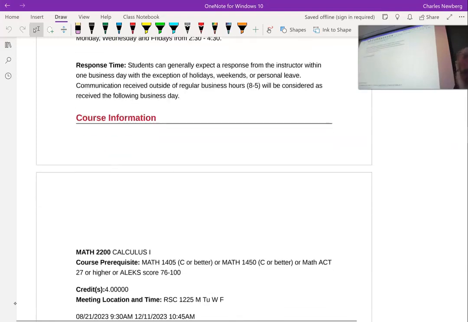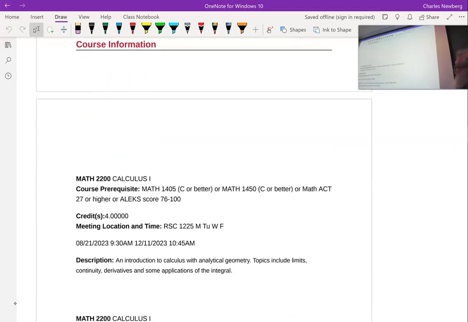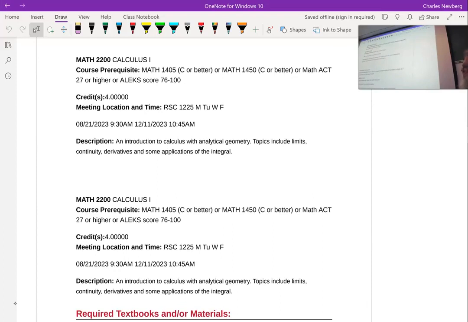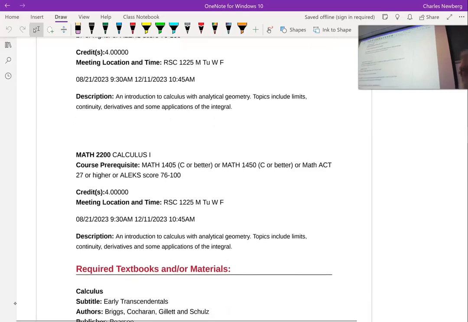So, course information. This is Calc 1. We're a 4-credit class you've placed into here, and we meet every day of the week but Thursday. So Thursday is the day off from Calc 1, so those who need to take a lab science can get your labs in on Thursdays. So, all right, this is Introduction to Calculus with Analytical Geometry, and topics include limits, continuity, derivatives, and some applications of the integral. This is basically the same Calc 1 class taught across the country. Same basic Calc 1 class I taught when I was at the University of Idaho as a grad student. It's a pretty standard course. And you've either taken Math 1405 or 1450 or placed in here.